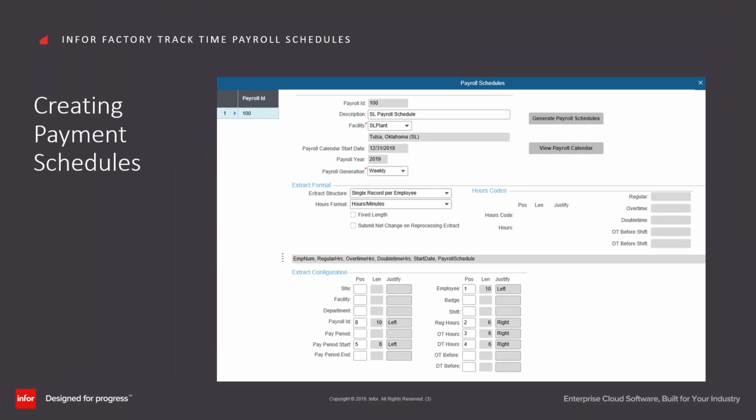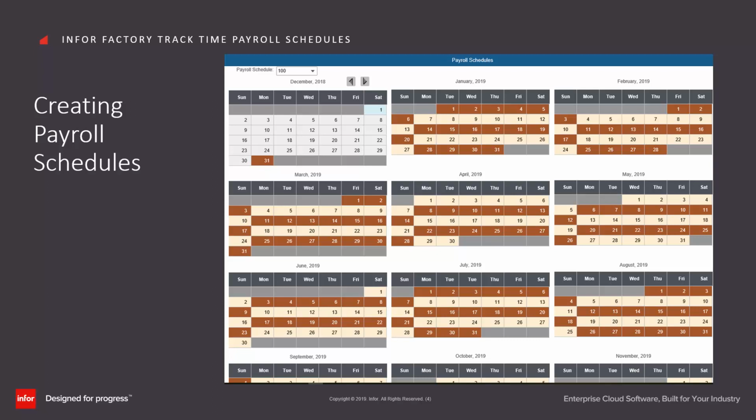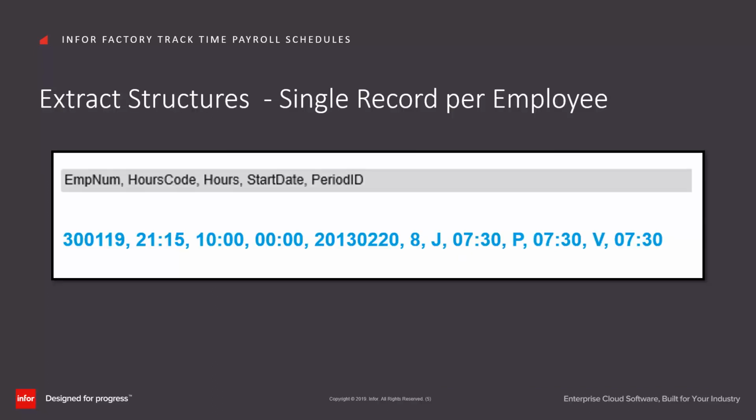Once the payroll schedule is saved, create the scheduled pay periods by selecting the Generate Payroll Schedules button. We can then select the View Calendar to see a 12-month array of the pay periods for the selected payroll year. This is an example of a single record per employee structure. This record contains all of the data for that employee for that pay period.